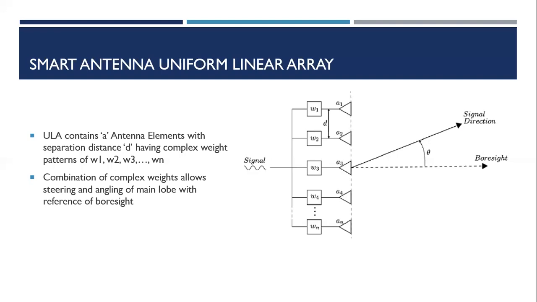Right, so the combination of the complex weights will allow us to steer and angle the main lobe with reference to the boresight. Boresight is the direction of the beam which is produced when all of the weights are similar, or all of the weights have equal magnitude and equal direction. If that is the case, then we would be receiving the main beam at the boresight. But if we change the complex weights in terms of their phase and amplitude, then we would be able to steer the signal direction as per our desired need.